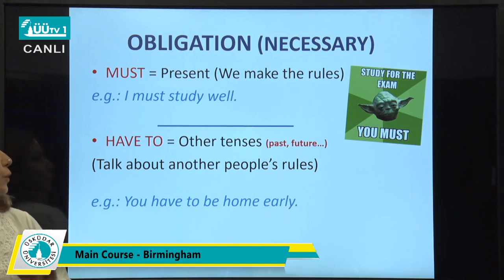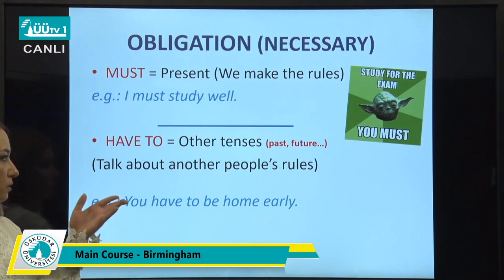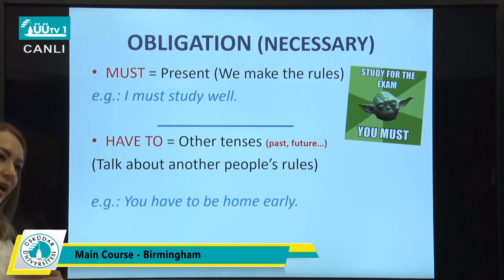What about have to? We use have to talk about other tenses, such as past or future, and also now, which is one of other different things between must and have to, which I will explain more later on. Have to talks about another people's rules.